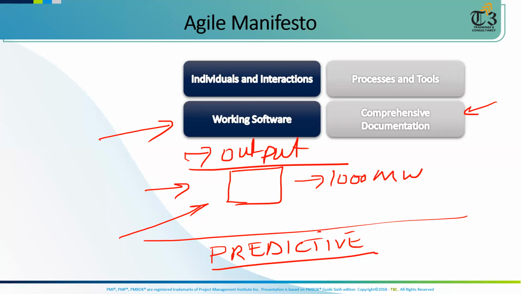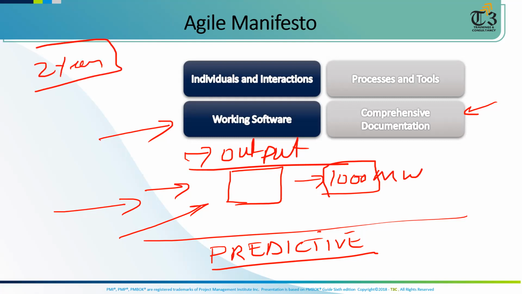But in Agile, we work for value. Look, 1,000 megawatts. If I ask you how many days it will take to produce 1,000 megawatts, days or years? Any guess, any wild guess? Go ahead. Maybe a month. You are very generous. Normally it takes 6 months to 1 year, or sometimes 2 years.